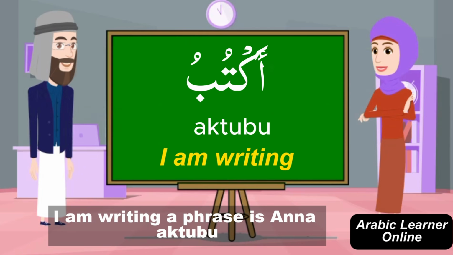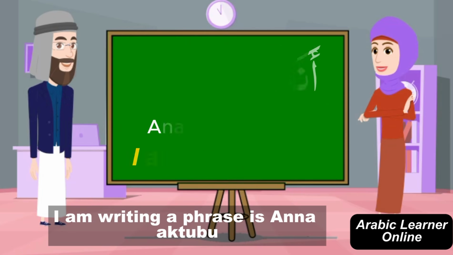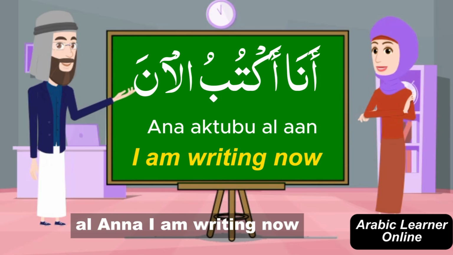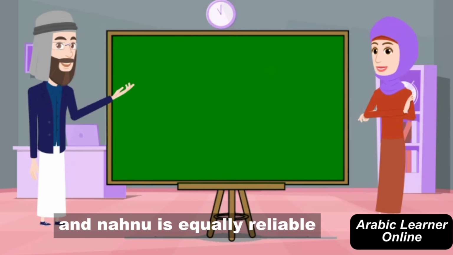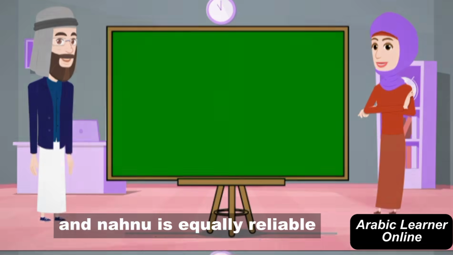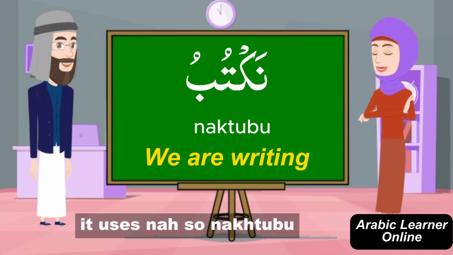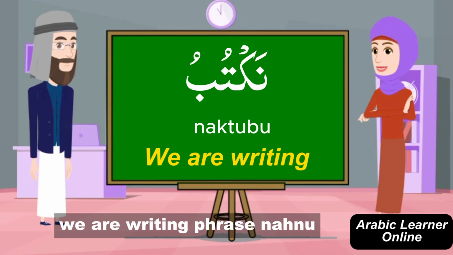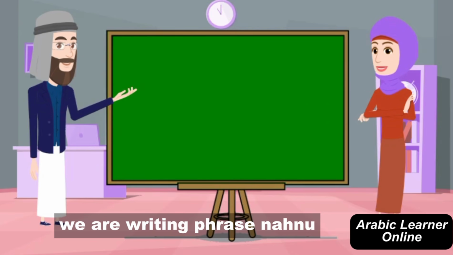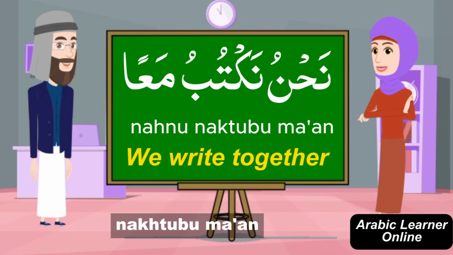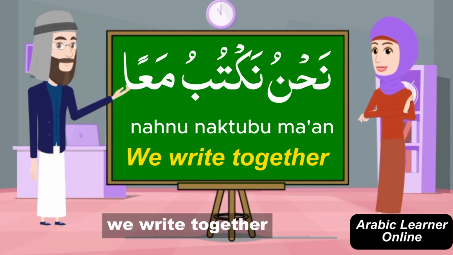I am writing. A phrase is ana aktubu al-an, I am writing now. And nahnu is equally reliable. It uses na. So naktubu, we are writing. Phrase: nahnu naktubu ma'an, we write together.